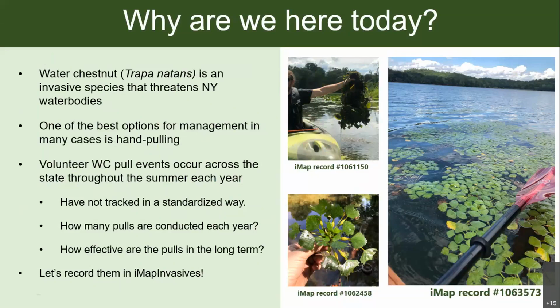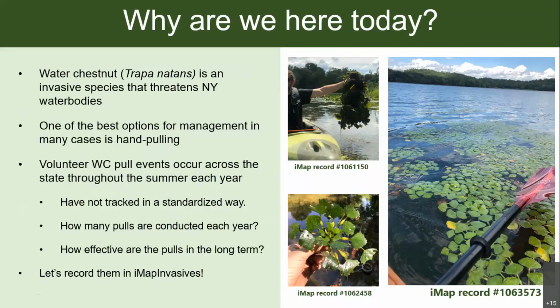While many organizations do track their efforts, we have found that across the state they're not necessarily tracked in a standardized way or all in the same place. So when we're trying to answer questions like how many pulls were conducted in each year, how effective are the pulls, are they reducing abundance over time, how much biomass are we pulling up each year, we don't really have a great way of answering those questions. You can answer it for maybe a particular organization, but it's difficult to answer it across New York State and to have a really great idea of what's going on across the state.